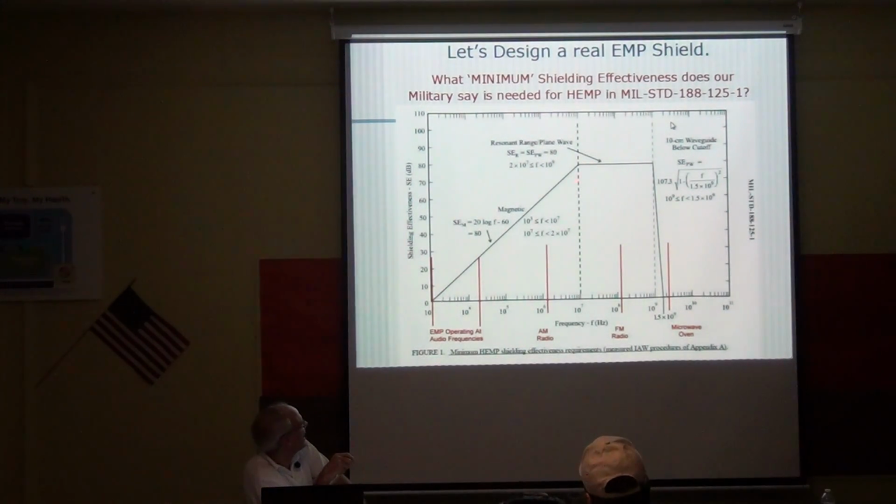This is really telling to see just how far down in low frequencies the EMP pulse comes. This right here is 10 to the third, or 1,000 hertz. You're talking audio frequency, that low. But it's saying that at 10 to the fourth you need about 20 dB of shielding according to this minimum standard. Once you get up into the AM radio zone, you're talking about 55 roughly.